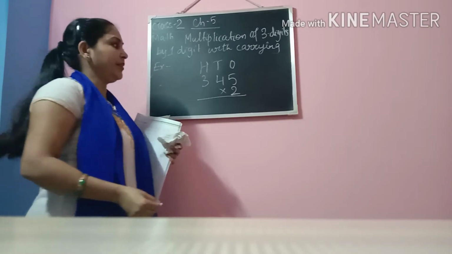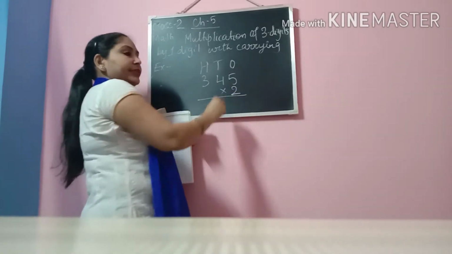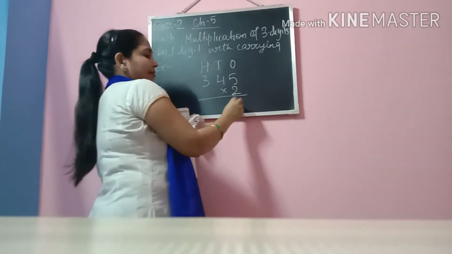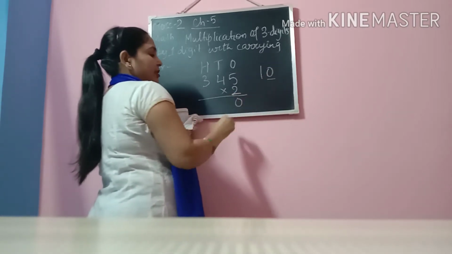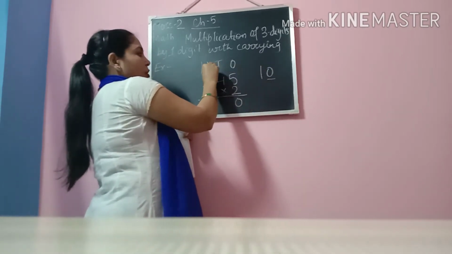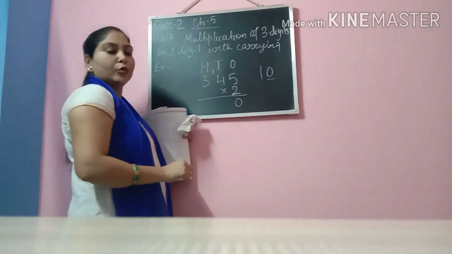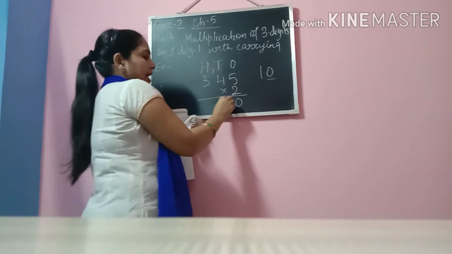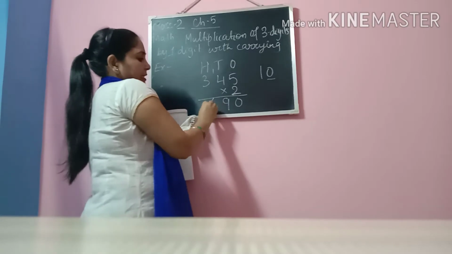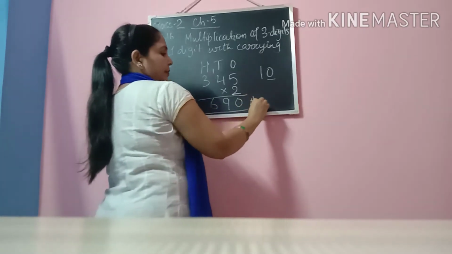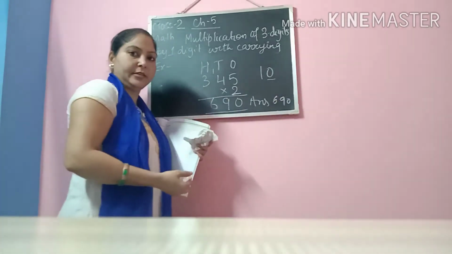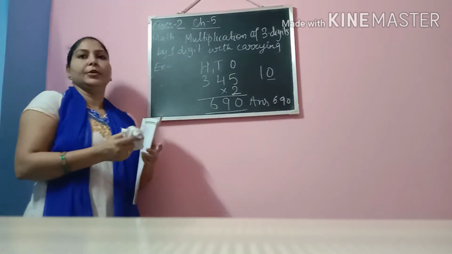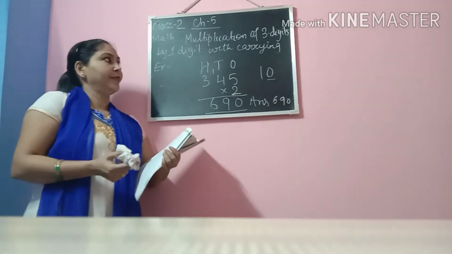Now 345 multiplied by 2. Now we will start from the ones place. 2 5s are 10. So if it is 10, that means in the ones place we will write 0 and this 1 will go over here. 2 4s are 8. 8 plus 1 is 9. 2 3s are 6. So our answer is 690. Alright. So this is how we are going to do page number 85.